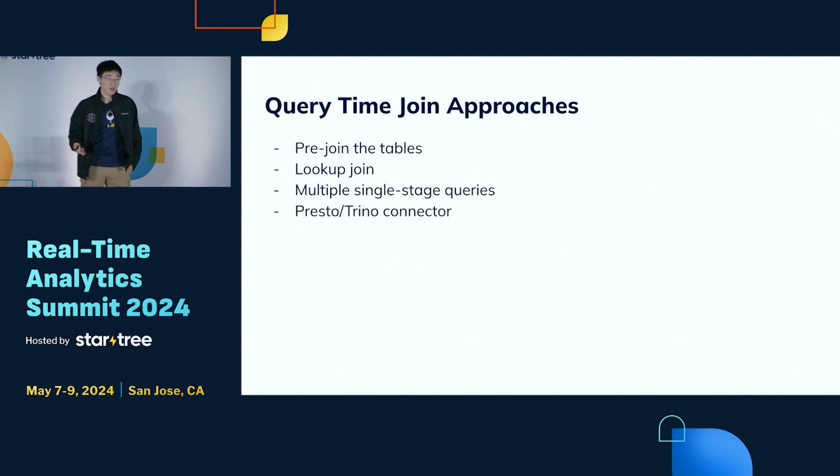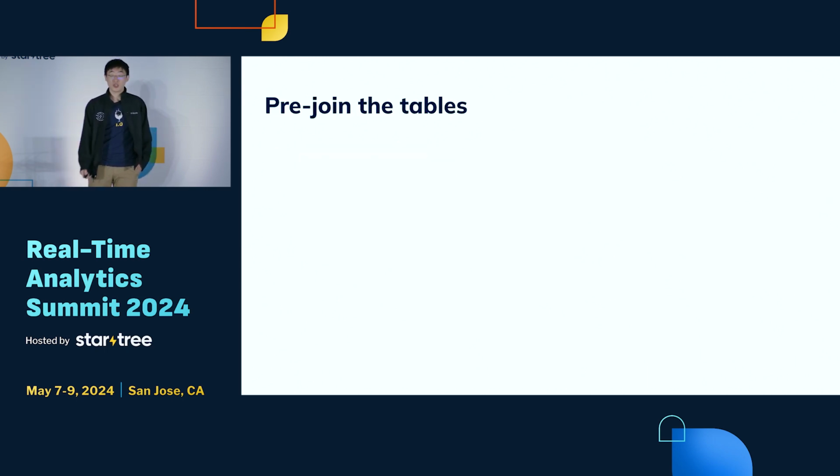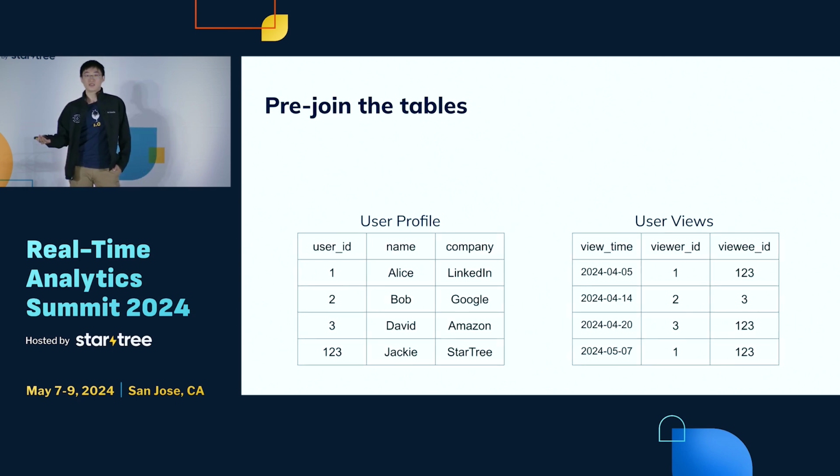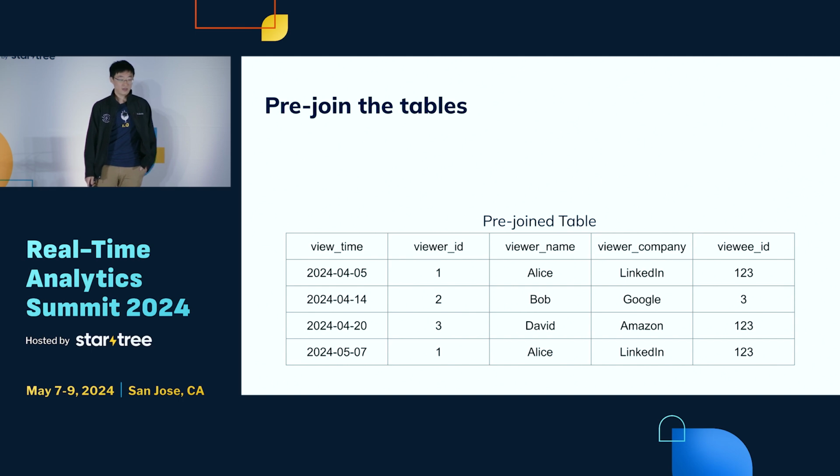So let me talk about basically multiple approaches we tried to make that happen. So first is pre-join the tables. Basically, in professional words, it's like denormalize the data. And then let's say I have these two tables. I have profile and views. If I pre-join them on the user ID, here's what I got. I got a table with view time, viewer ID, viewer name, viewer company, and viewee ID.